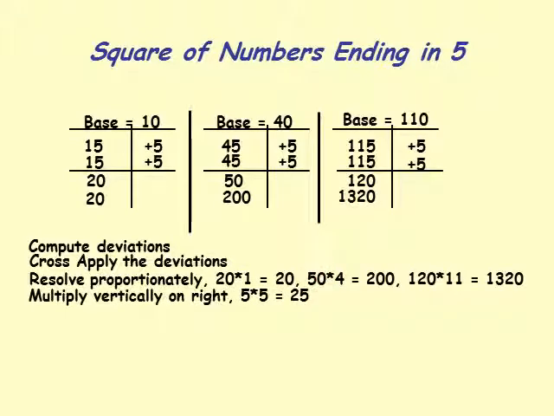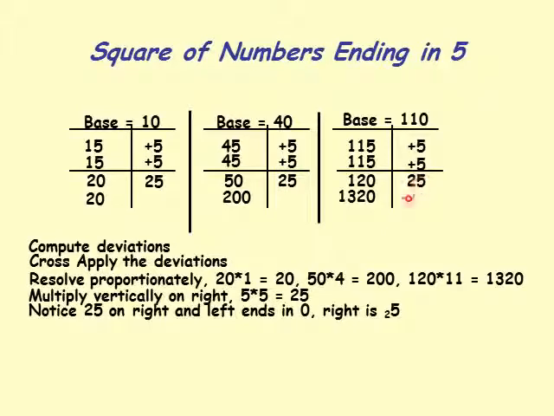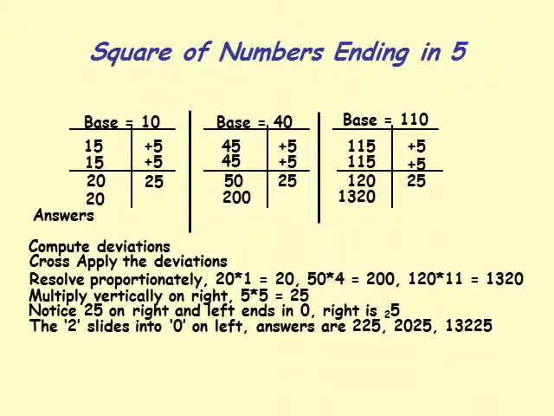Now multiply vertically on the right, which is plus 5 times plus 5, so we get 25, 25, and 25. Notice that we have 25 on the right all the way, and 0 on the left; each left number ends in 0. Only one digit is allowed on the right, so the 2 from 25 gets carried to the left. This 2 slides right into the 0 on the left, in each case.